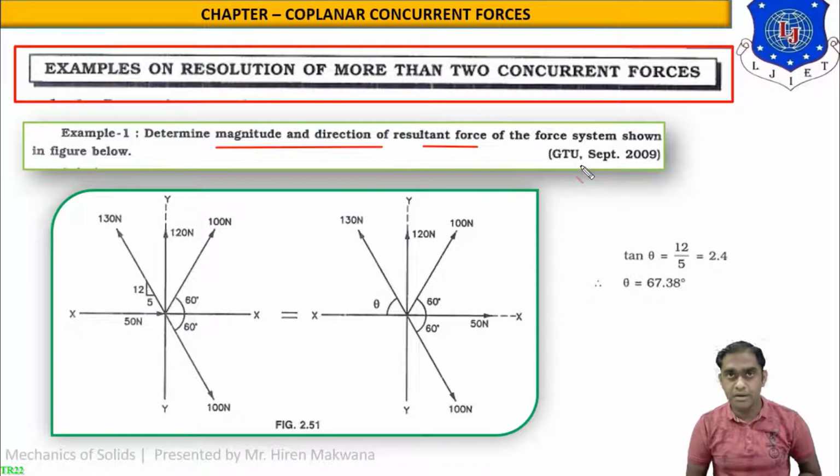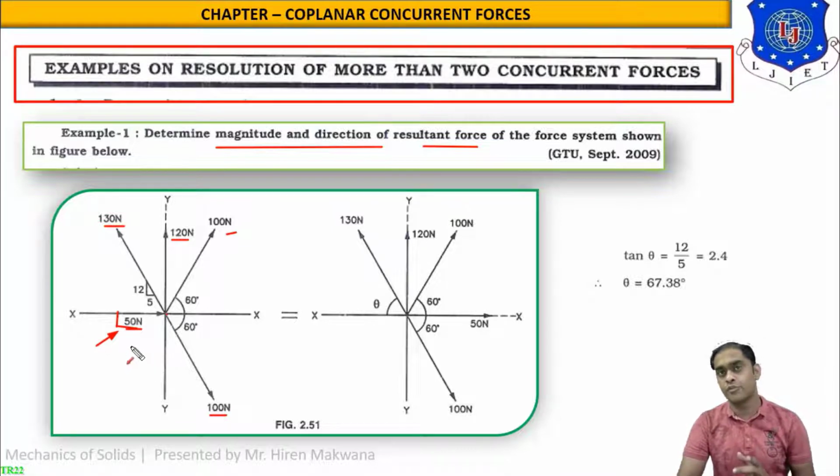Now remember and listen to me very carefully. There are a number of forces. The first force is 100 Newton, second is 120 Newton, third is 130 Newton, fourth is 50 Newton and the fifth is 100 Newton. You can check in the figure that out of 5 forces, 4 forces are tensile. What do you mean by a tensile force? The force coming outward from the origin. From the origin, all the forces are coming outward. Only this 50 Newton force is coming inside to the origin, so that force is known as a compressive force.